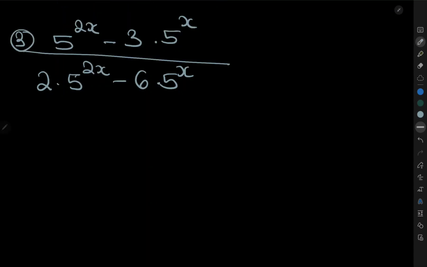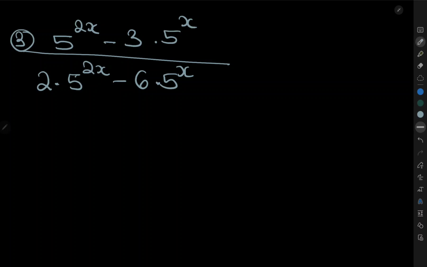Okay, here we have our third example. We have 5 to the power of 2x minus 3 multiplied by 5 to the power of x, all over 2 multiplied by 5 to the power of 2x minus 6 multiplied by 5 to the power of x.